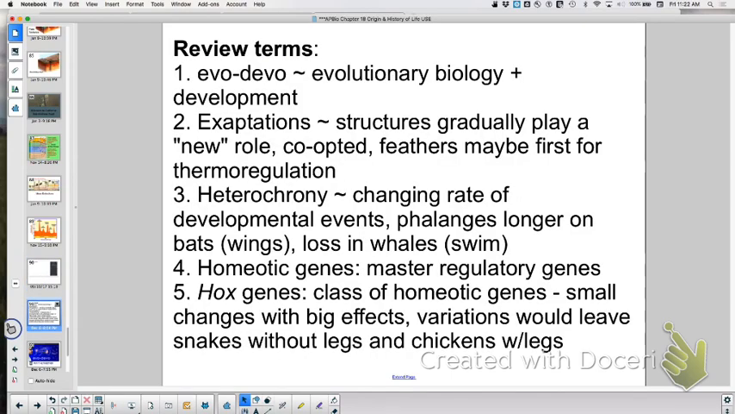I have some terms I want you to review, and I want you to ping pong back and forth. Not all of these are found in your book, but these are things I want you to know. So slate, you do the odds. Blue, you do the evens.